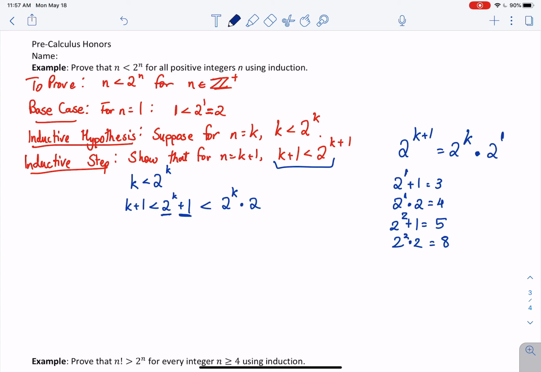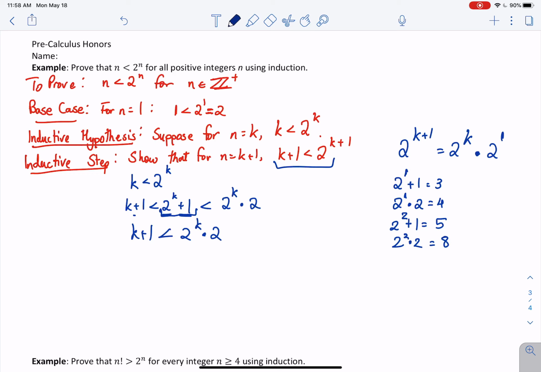That's where these proofs get tricky, is thinking about how you can get other things that are bigger to continue the inequality. So if we know that this expression, 2^k plus 1, is less than 2^k times 2, and we know that k plus 1 is less than 2^k plus 1, then k plus 1 also has to be less than 2^k times 2. Using that transitive property, we know that A is less than B, B is less than C, so then A is also less than C.